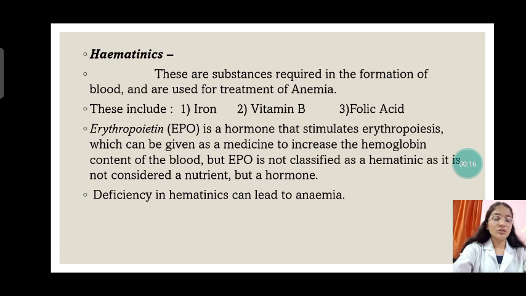So first let's look at what basically is Haematinics. These are the substances which are required in formation of blood and are used for treatment of anemia. Anemia basically occurs when there is an imbalance between production and destruction of RBC. Haematinics include iron, vitamin B, folic acid.